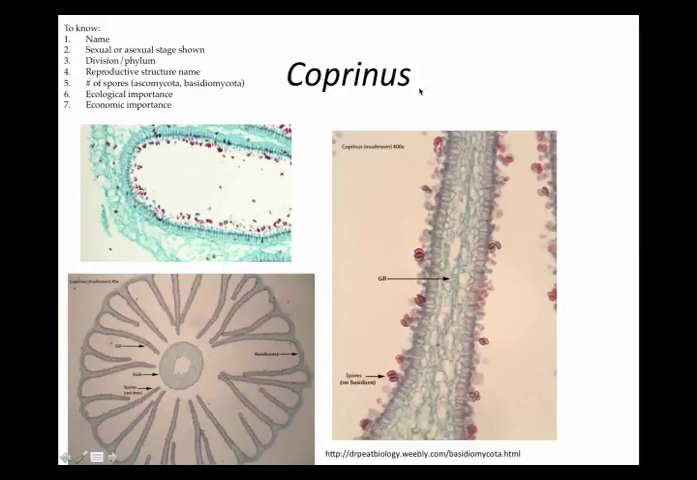Ecologically, many of these organisms are decomposers. Some are parasites, but I think the ones we've seen today are decomposers. And also this coprinus of mushrooms, generally, a lot of them can be food for humans and other organisms for that matter. So this is the sexual phase of Basidiomycota, the coprinus mushroom specimen.